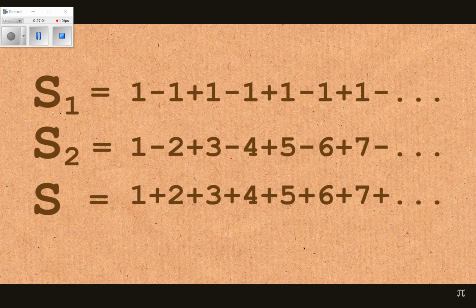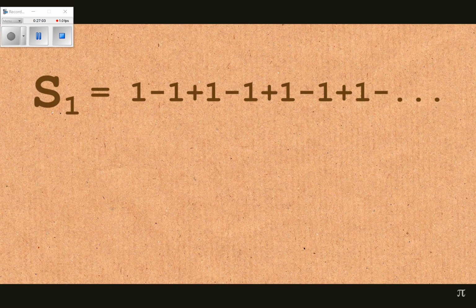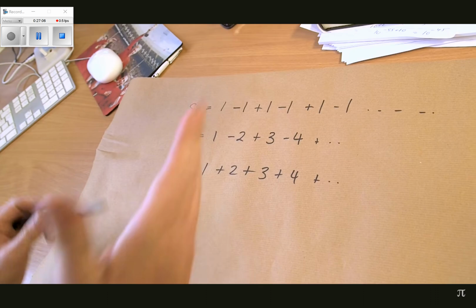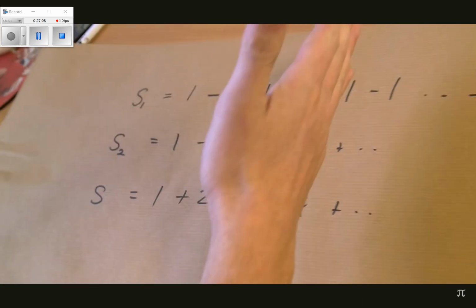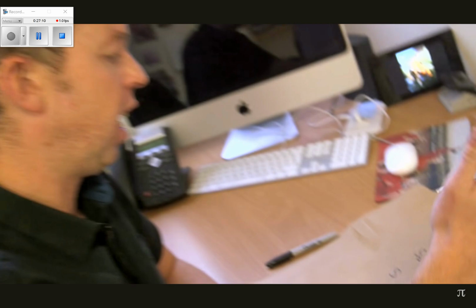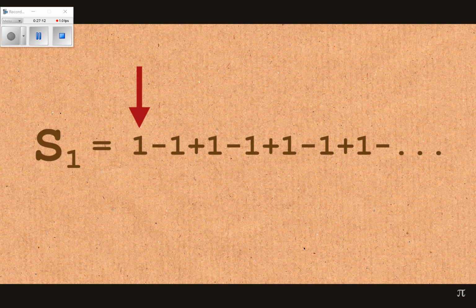Now the first one is really easy to evaluate. We need to attach a number. Now clearly, what is the answer to this? If you stop it at an odd point, you're going to get the answer 1. If you stop it at an even point, you'll get the answer 0. So what number are we going to attach to this infinite sum? Do we stop at an odd or an even point? We don't know. So we take the average of the two. So the answer's a half.